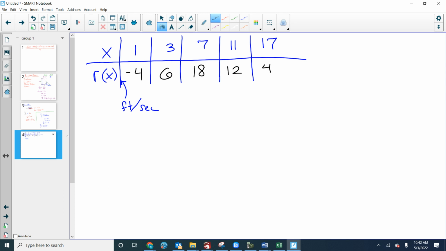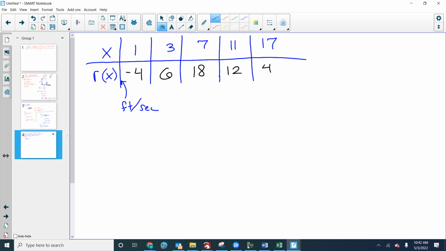All right, let's pretend this is in some sort of FRQ problem. They might give some sort of information setting the problem up where they say x is in time in seconds and r of x is in feet per second. All right, use a trapezoidal sum to approximate, and here's where they can kind of diverge a little bit. What if they say use the trapezoidal sum to approximate the displacement of the particle from 1 to 17?